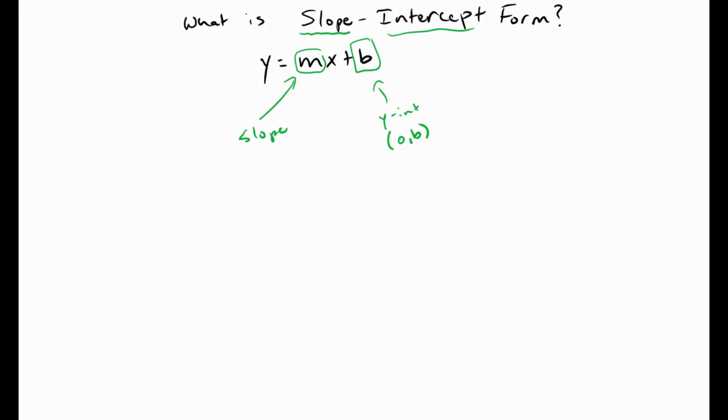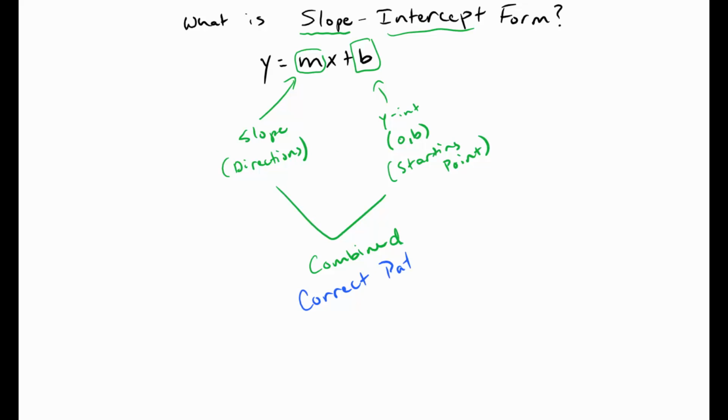Now, what is that telling us? Well, the slope is giving us our directions, and the y-intercept is giving us a starting point. One thing I would point out is a line is infinite, so there is more than one starting point. But if you combine these two together, you have the correct path in the correct location. And that's really all that you need to know where and what a graph will look like.